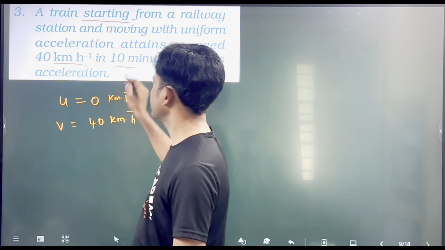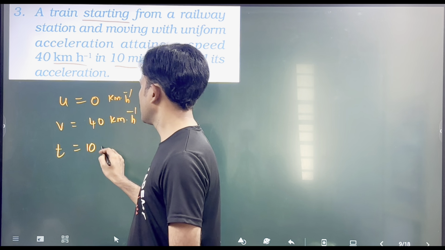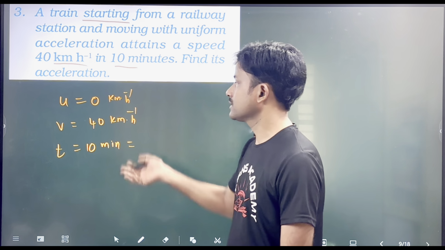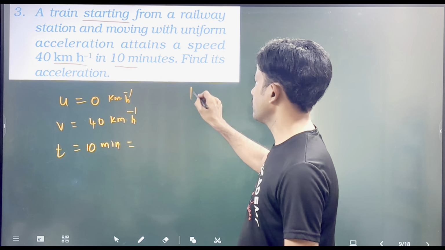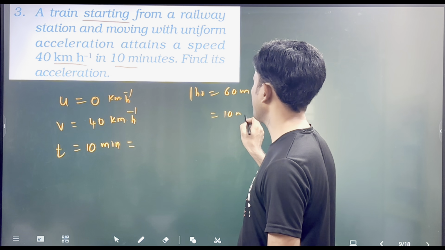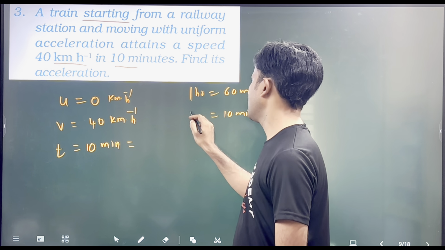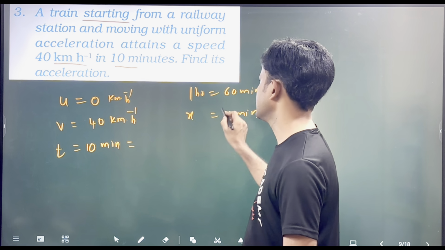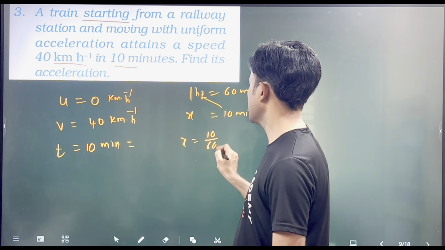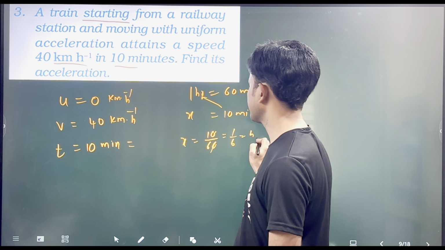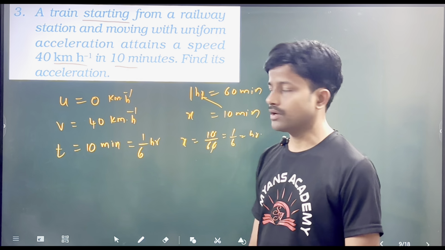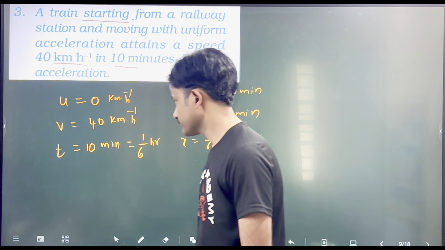So what is the value of time? Time value is 10 minutes. You change 10 minutes into hours, since all are in hours. 1 hour equals how many minutes? 60 minutes. Ten minutes equals how many parts of an hour? Let us say x equals 10 by 60, which is equal to 1 by 6 hour. So 10 minutes means it is a 1/6 part of an hour.